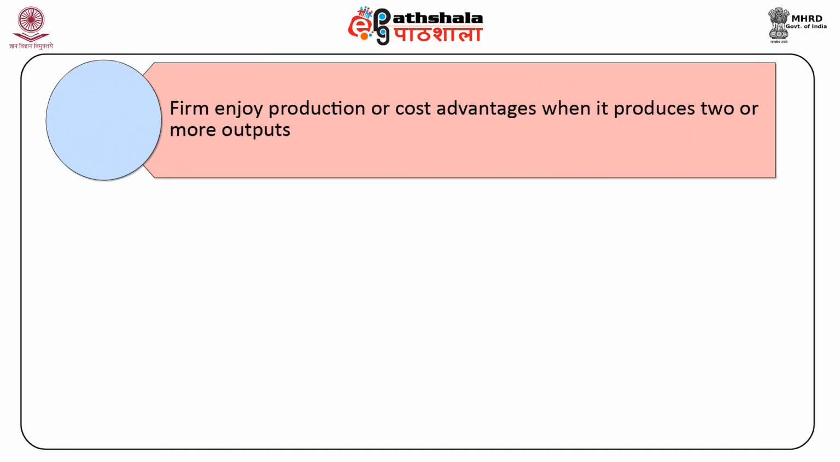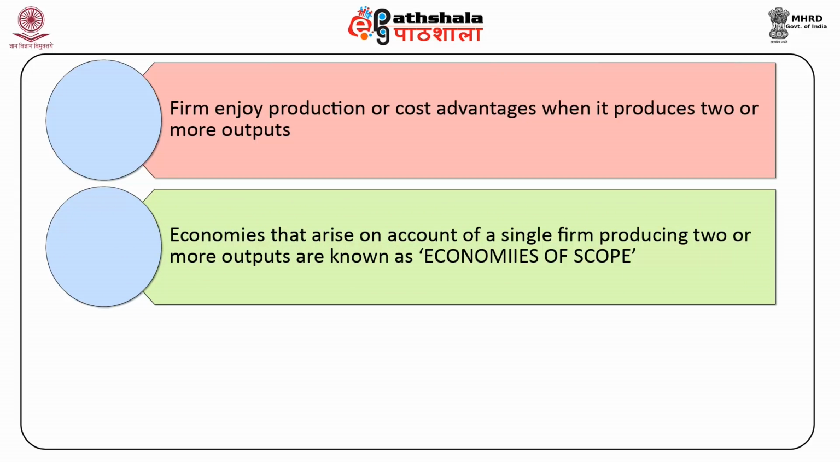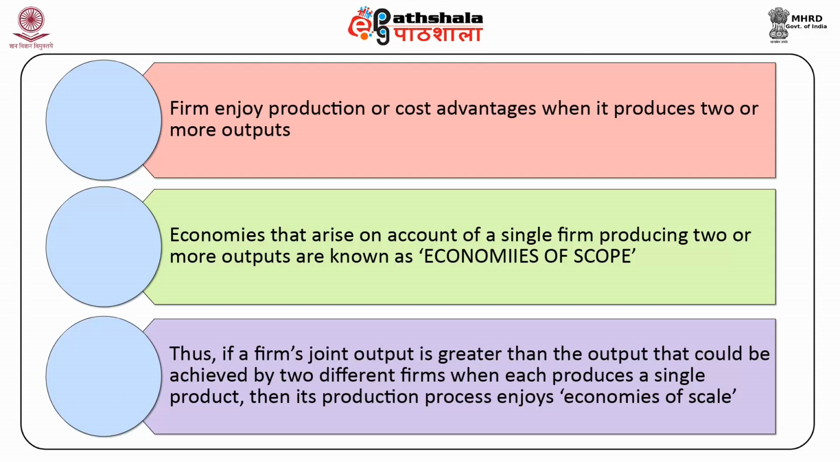The firm is likely to enjoy production or cost advantages when it produces two or more outputs. Such economies or savings that arise on account of a single firm producing two or more outputs are known as economies of scope. Thus, if a firm's joint output is greater than the output that could be achieved by two different firms when each produces a single product, then its production process enjoys economies of scope.